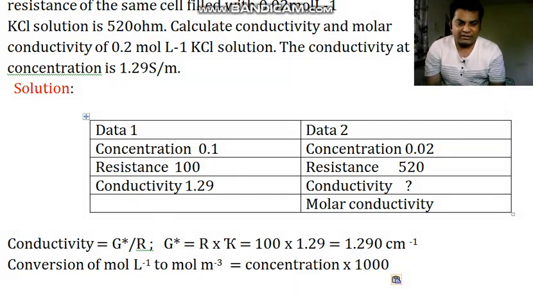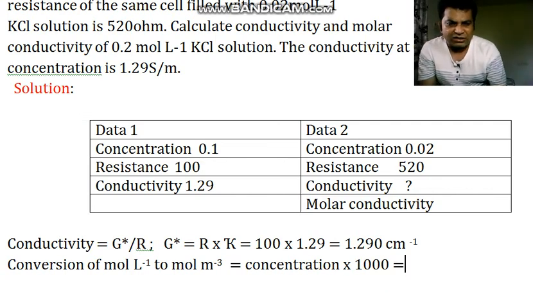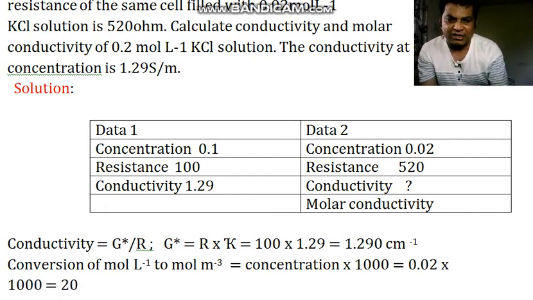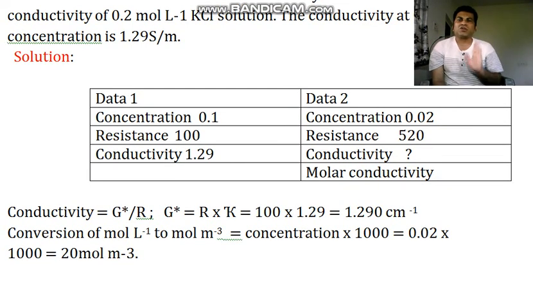The formula is concentration multiplied by 1000. What is the concentration here? The concentration is 0.02, multiplied by how much? 1000. So what will be the answer? The answer will be 20. And what will be the unit now? Mole per meter cube, mole per meter minus 3. So this is our unit for the next calculation. I hope you understand the mole per meter units.